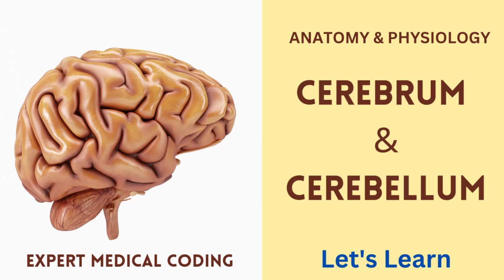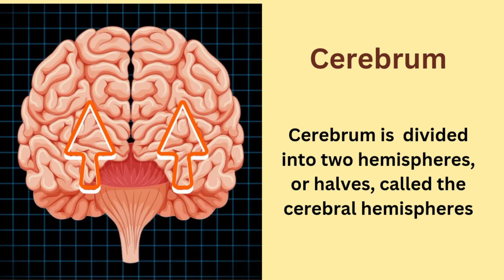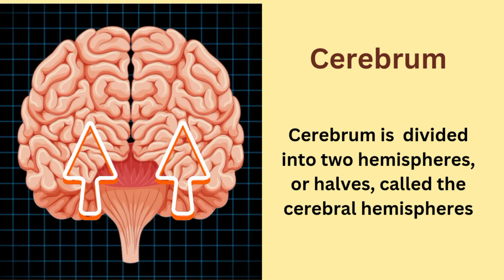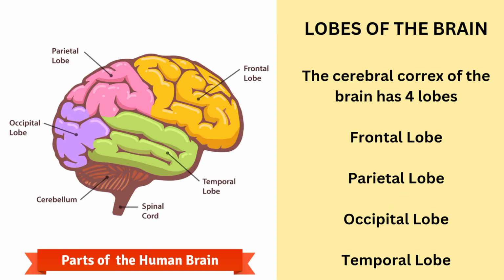In this video, we are going to learn about the anatomy and physiology of cerebrum and cerebellum. So, let's get started. Cerebrum. Cerebrum is the largest part of the brain. Cerebrum is divided into two hemispheres or halves called cerebral hemispheres. The cerebral cortex of the brain has four lobes: frontal lobe, parietal lobe, occipital lobe, and temporal lobe.